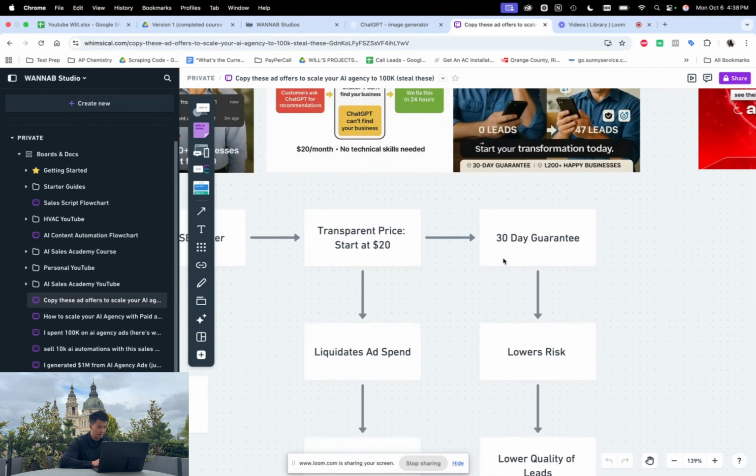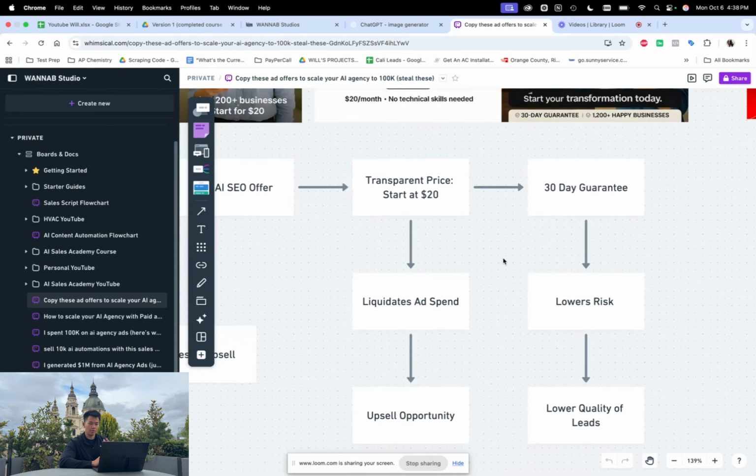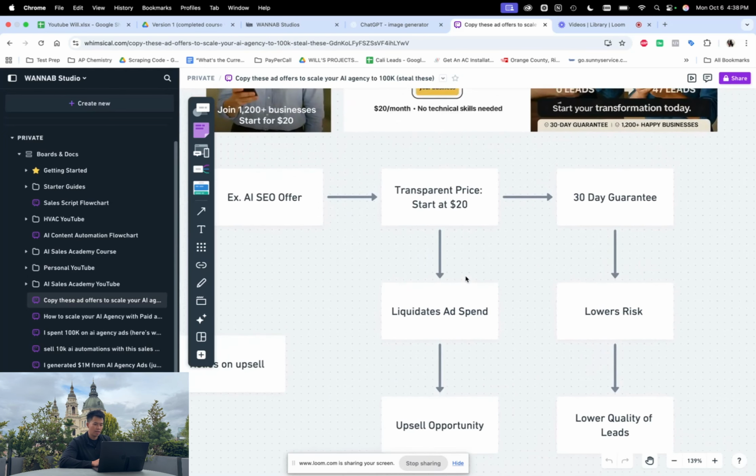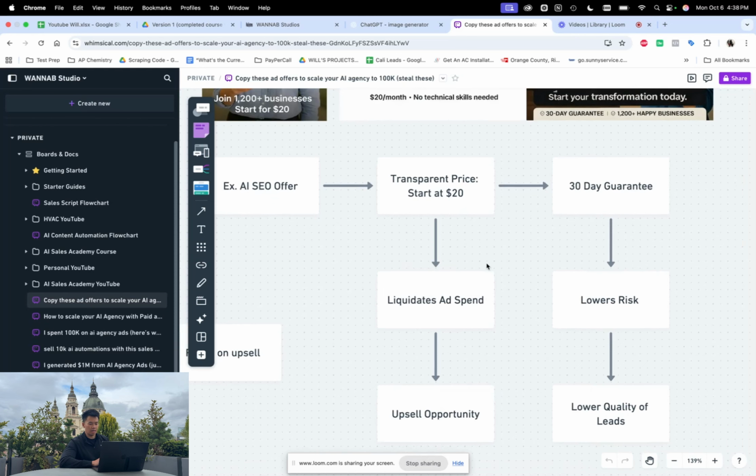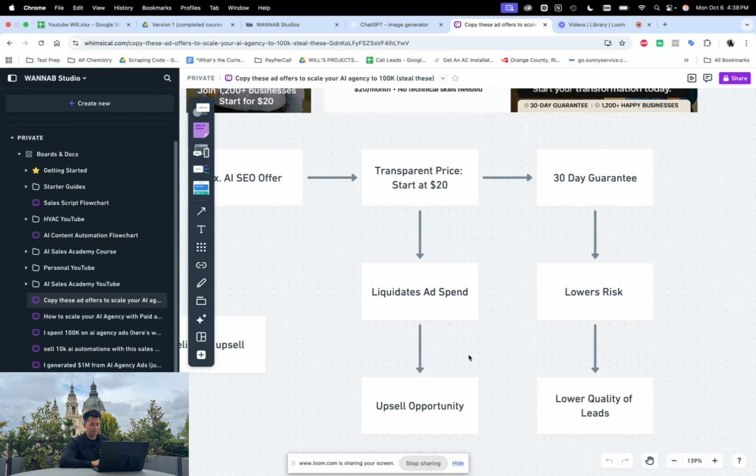because one, they have transparent pricing, right? Start at $20. They have some expectation. And in actuality, I definitely don't think they rely on the $20 to scale their business. What this $20 offer does is it allows them to liquidate their ad spend, right? Say they get a lead for maybe $20 or something like that to opt in for one of these ads. That lead buys it, then they didn't pay for that lead. And what they have is an upsell opportunity, right?